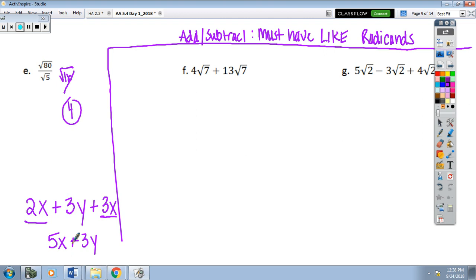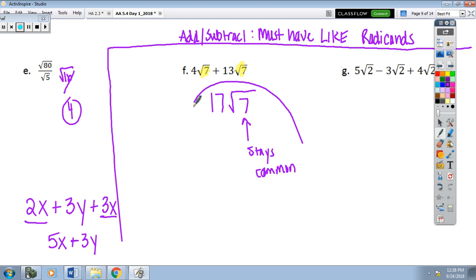So we have 4 root 7 plus 13 root 7. Since we have matching radicands, we can add the coefficients. Just like we added 2 plus 3 to get 5, we'll add 4 plus 13 to get 17. But the like radicand stays like. We'll just say stays common. So do not add those and make it square root of 14. You just keep it the same throughout, but you add the coefficients or the numbers in front.